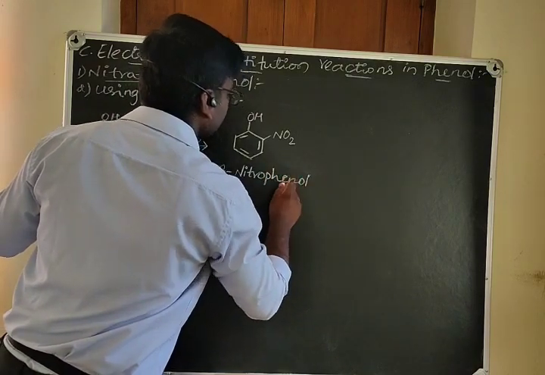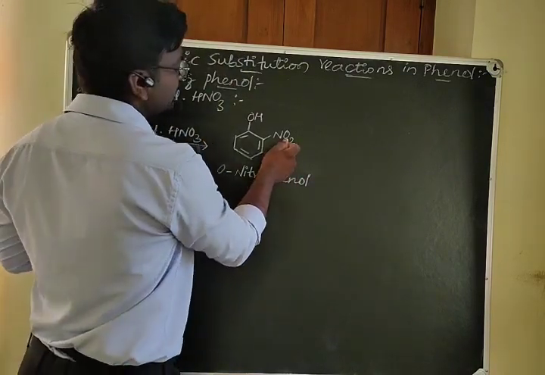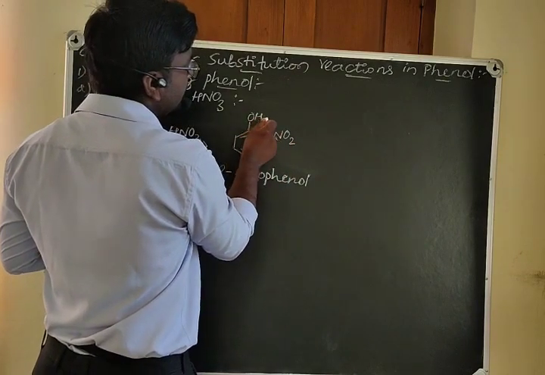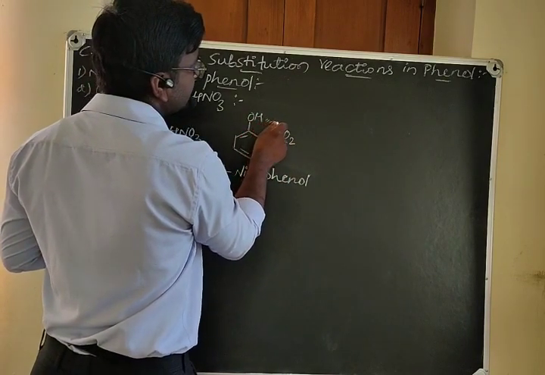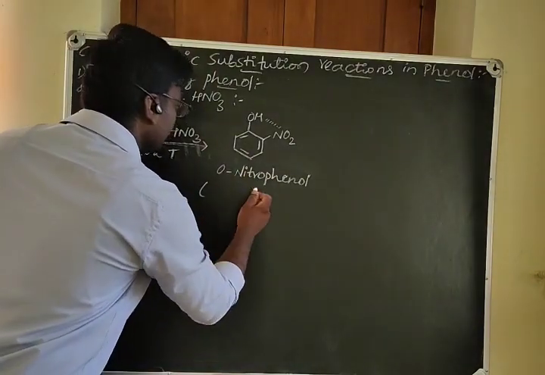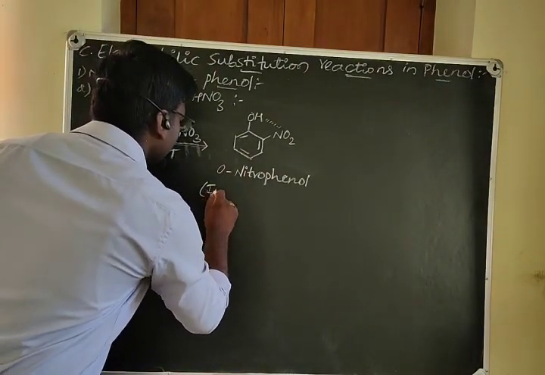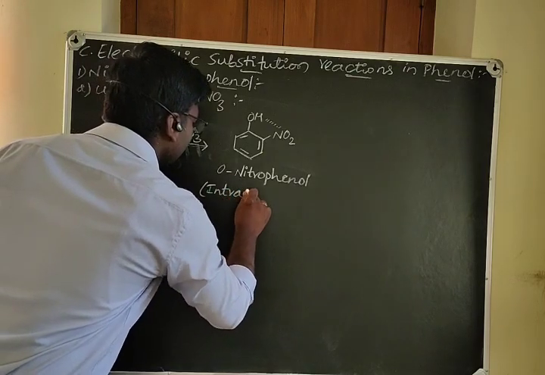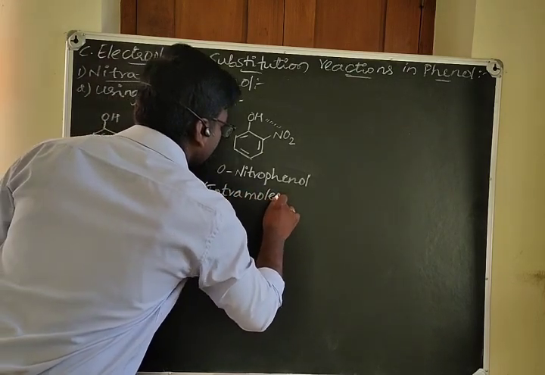See here, we have an oxygen atom and hydrogen. Here, there may be chances of intramolecular hydrogen bonding. Here, orthonitrophenol executes intramolecular hydrogen bonding.